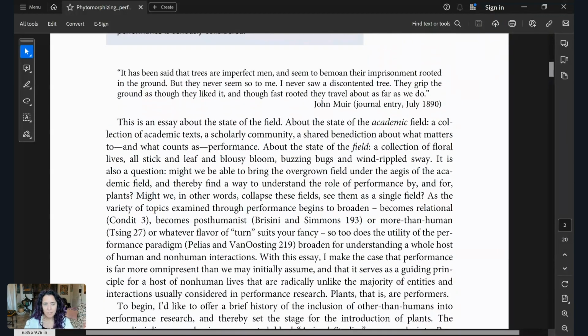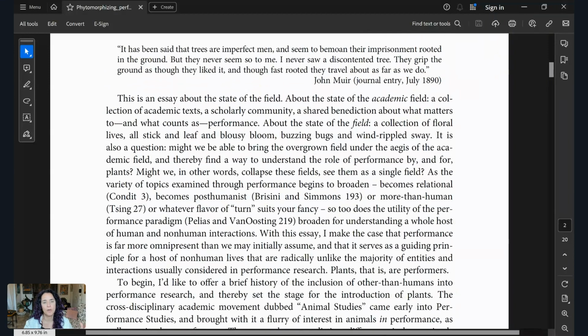It has been said that trees are imperfect men and seem to bemoan their imprisonment rooted in the ground. But they never seemed so to me. I never saw a discontented tree. They grip the ground as though they liked it.